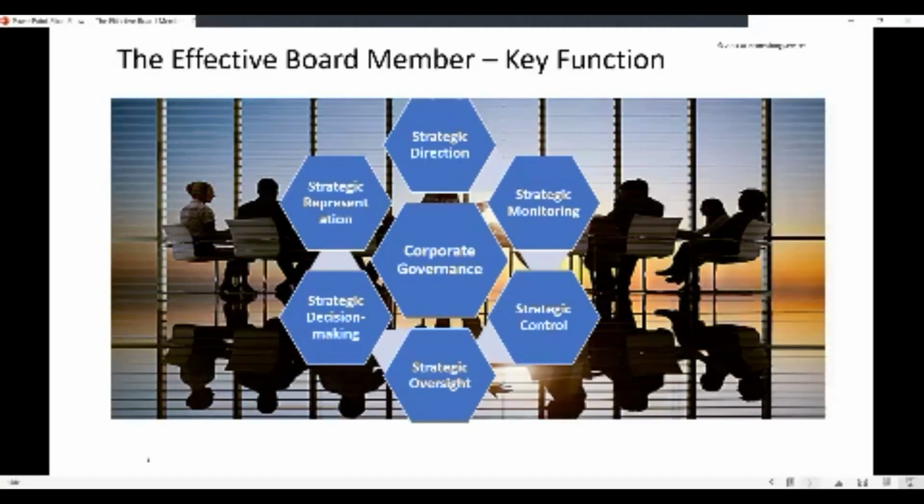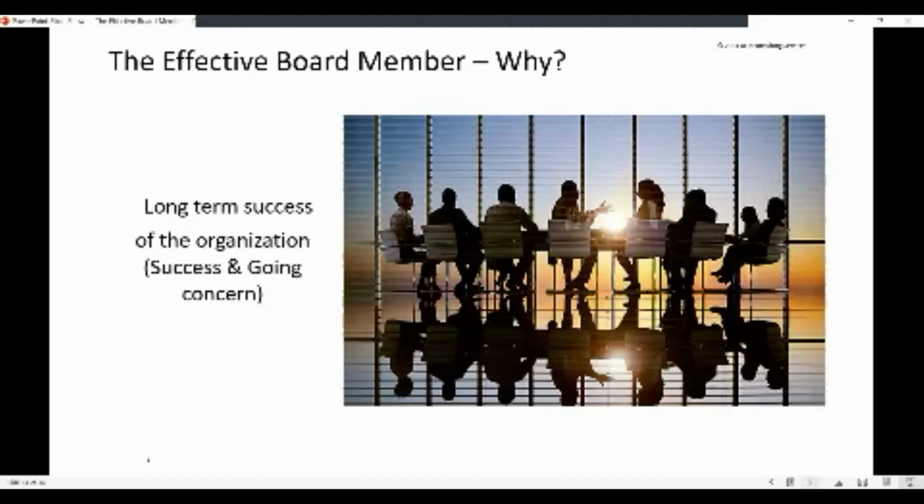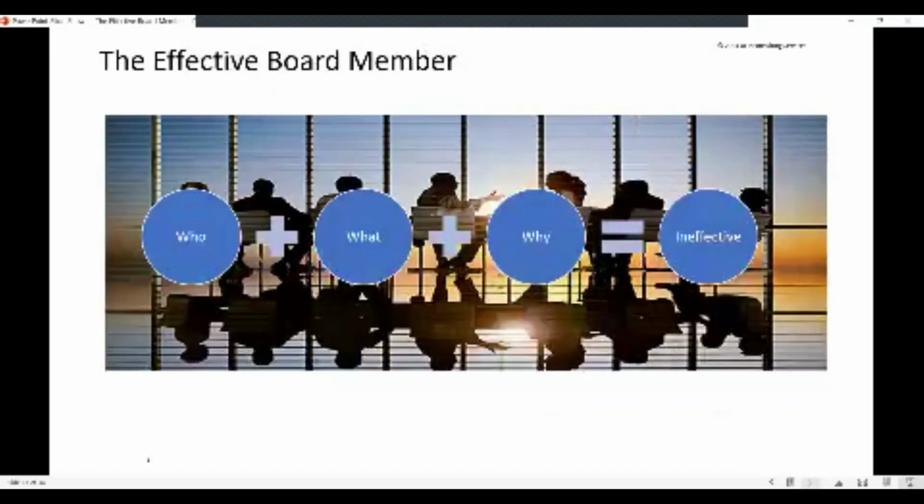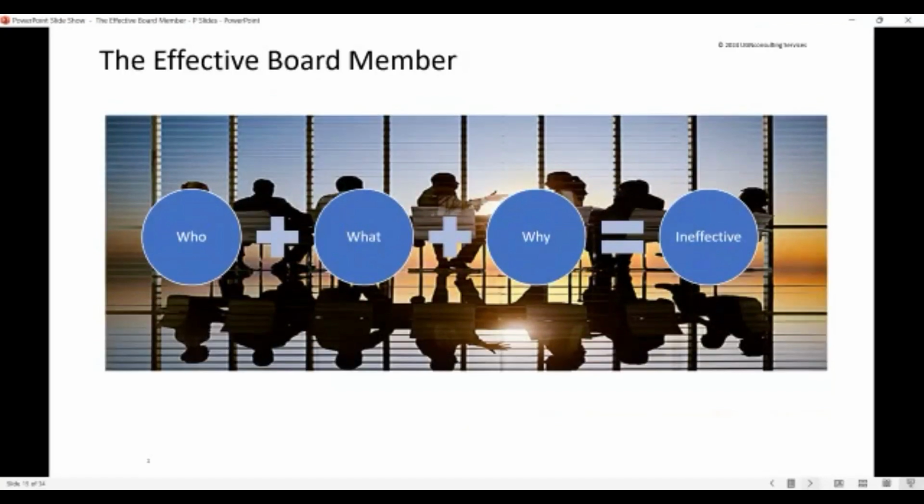We'll now move on to the how. We have seen the who, the what, and the why, and when you stop at this, you are going to have ineffectiveness. You need to understand how. What does it take? Apart from knowing who and what I'm supposed to do and why I should do it, how can I do it to be effective?